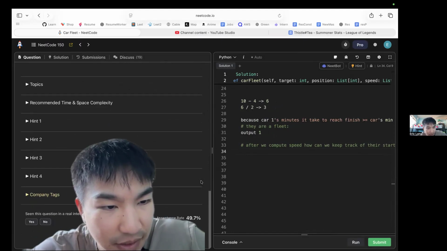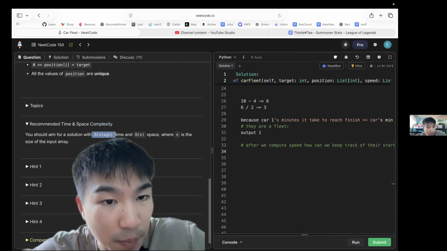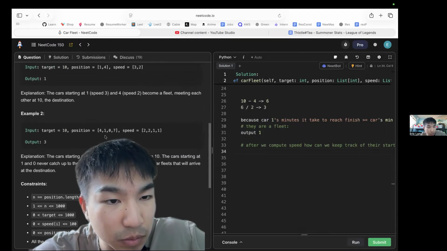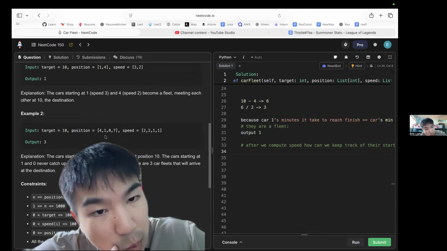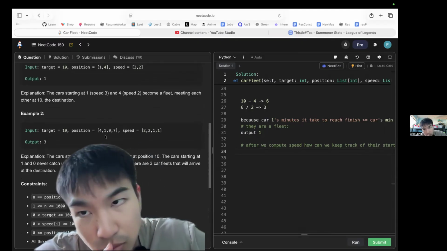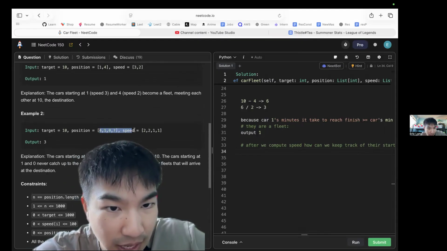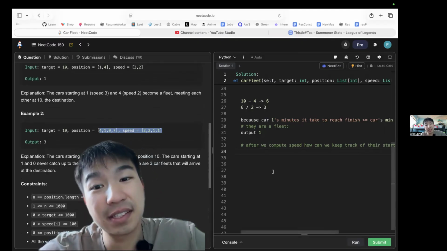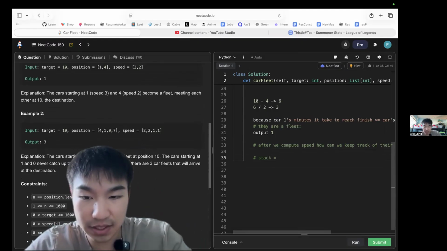Let's see if there's any hints out here. Recommended space complexity. If it uses this amount of time, I'm thinking we gotta sort. I think we just put them all into a stack, then we sort it from there. Yeah, we could do that. We could make everything into a stack, right?